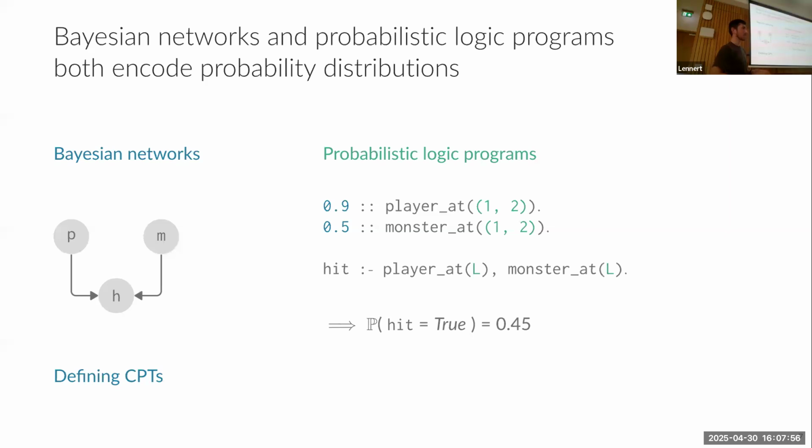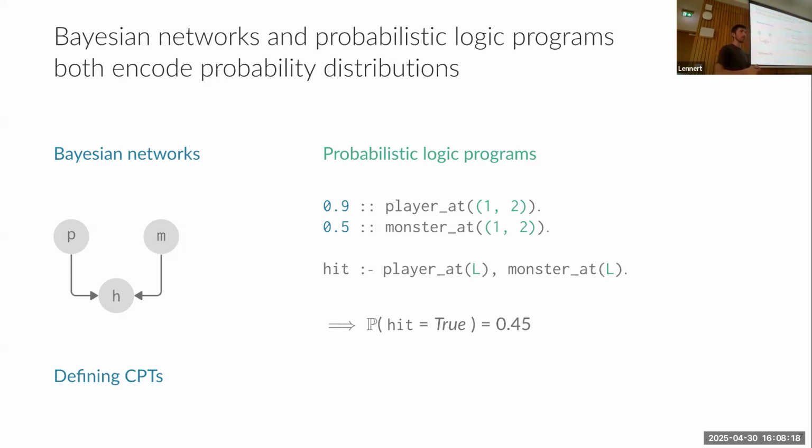On the right-hand side, you have probabilistic logic, and there you use a logical language to define those same dependencies. At the top, you have, again, a player variable and a monster variable with some probability of being at a certain location. And you have one rule that encodes directly what the effect is of the player and the monster being at the same location L.